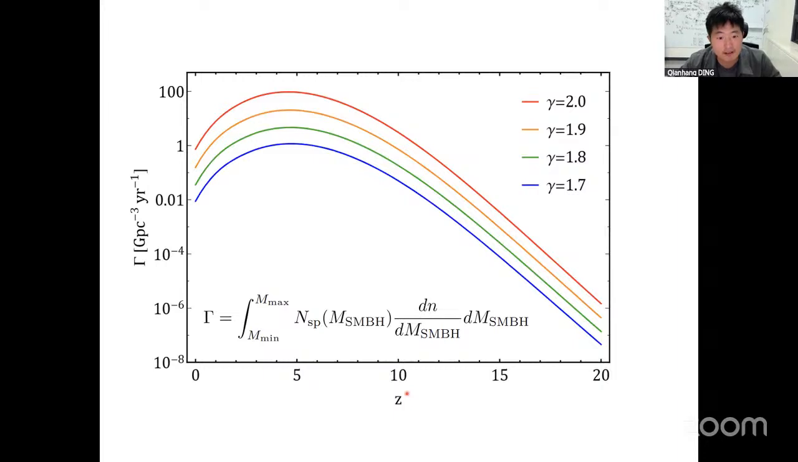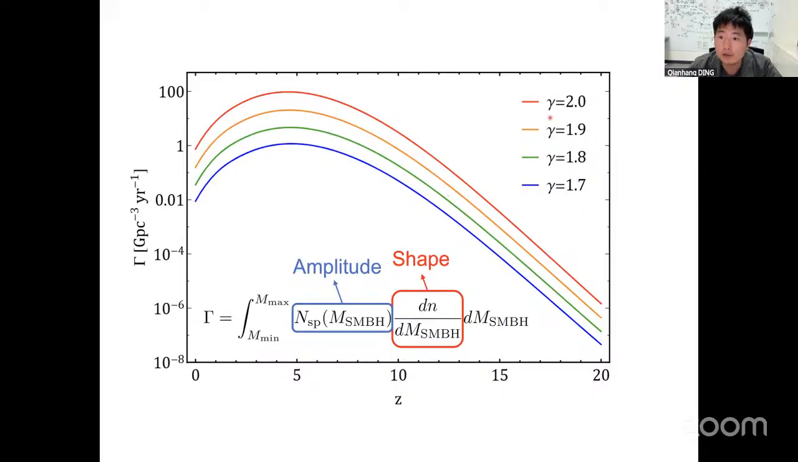But what kind of redshift evolution? Here you can find we calculate this at different redshifts, since at different redshifts the supermassive black hole mass function behaves differently. For each dark matter spike, a different power index gamma will change the amplitude of the merge rate. So gamma determines the amplitude. And for the shape, you can find no matter which gamma it is, the shape always looks similar. Therefore, the shape actually depends on the redshift evolution of the supermassive black hole mass function.